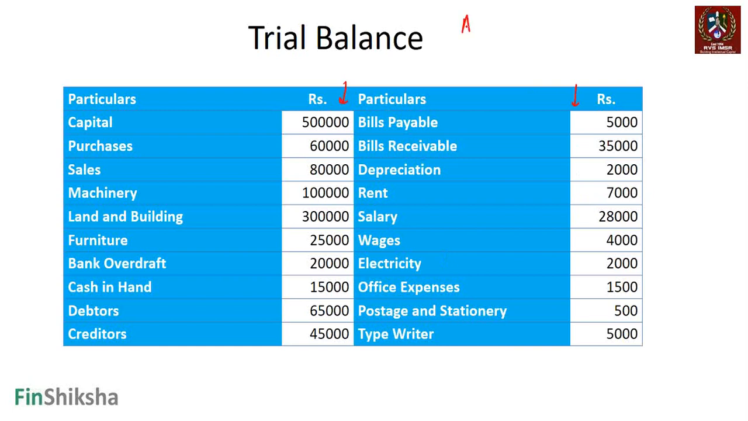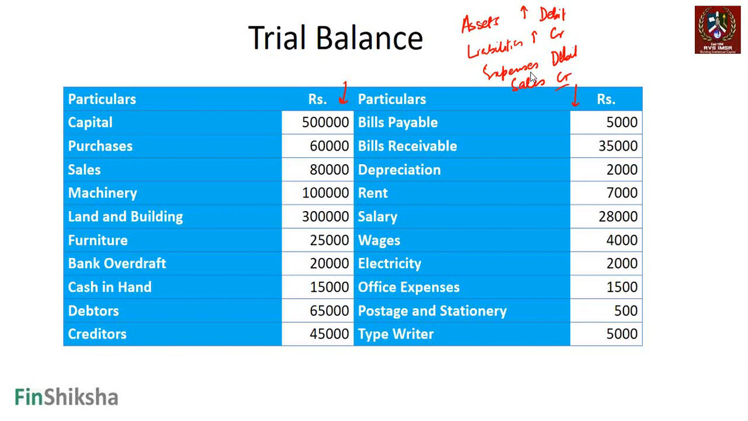Just remember, assets going up is debit, so consequently we can work with liabilities going up is credit, expenses are debit, and sales or incomes are credit. That's what we need to remember in terms of our formula, right? Once we remember this, then basically rest everything is straightforward.